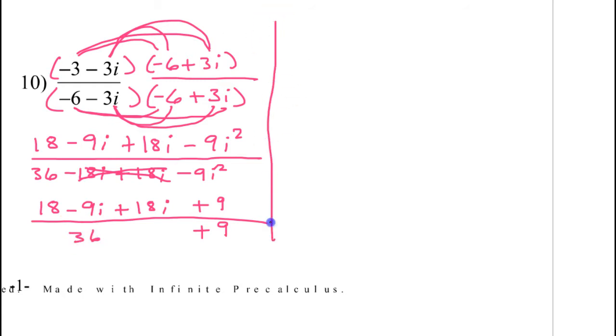Alright, so now I'll bring the rest of my work up over here. So combining like terms, I have 18 plus 9 is going to be 27. And negative 9i plus 18i is going to be positive 9i. So 27 plus 9i over 45.